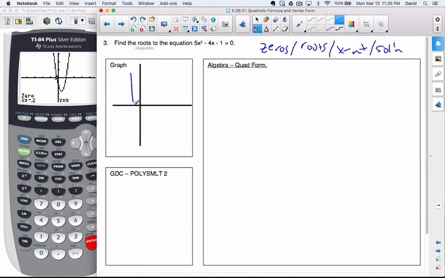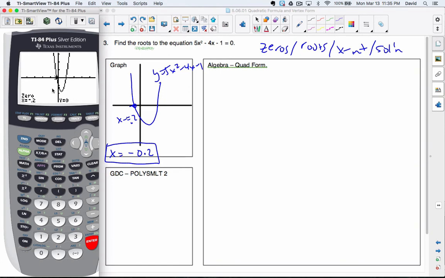And so here's my graph. This value is x is equal to -0.2. And this is y is equal to 5x squared minus 4x minus 1. And so x equals -0.2 is the first answer. I go to my calculator to find the next one. I think it's going to be +1, but I go 0, number 2. Left bound, I'm going to choose 0.